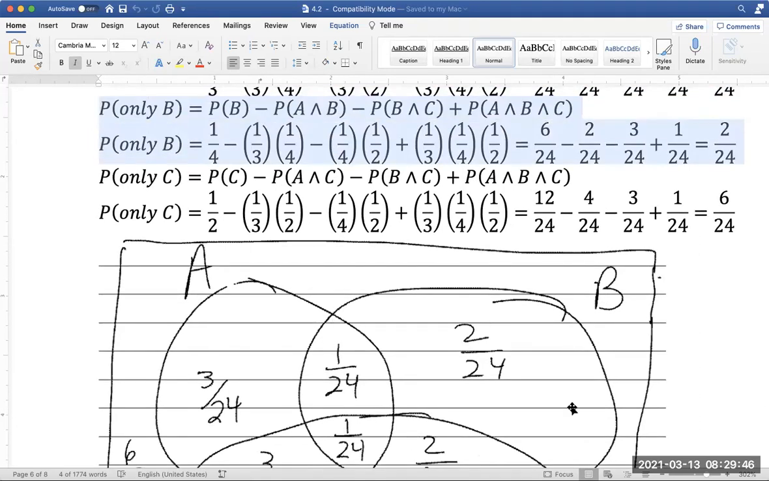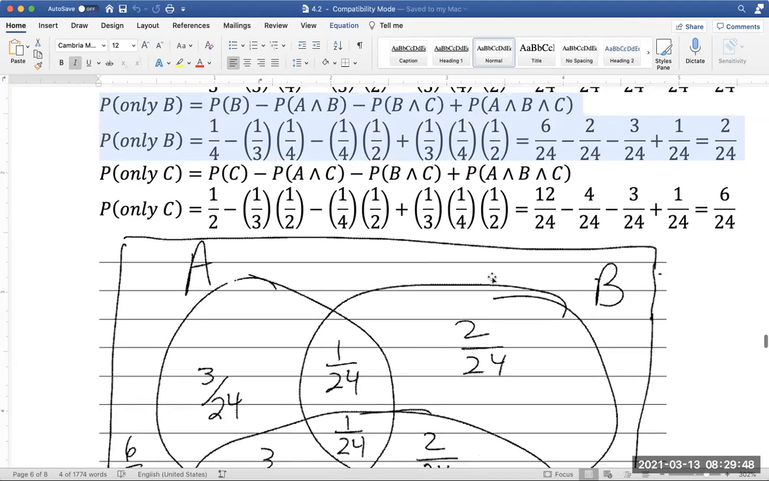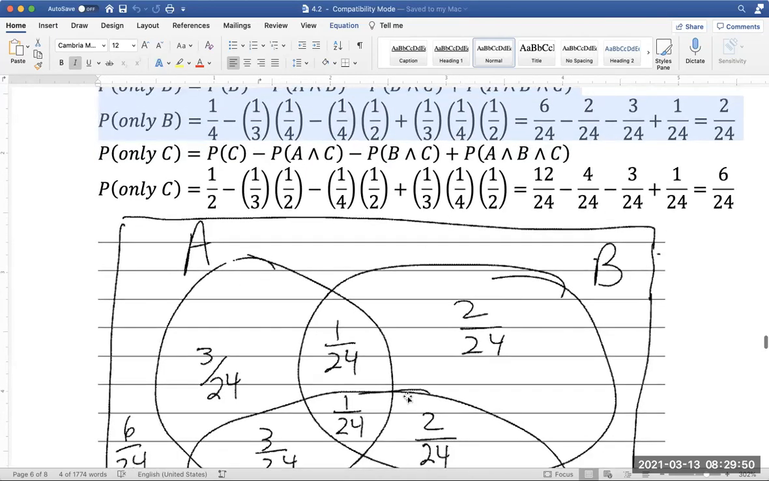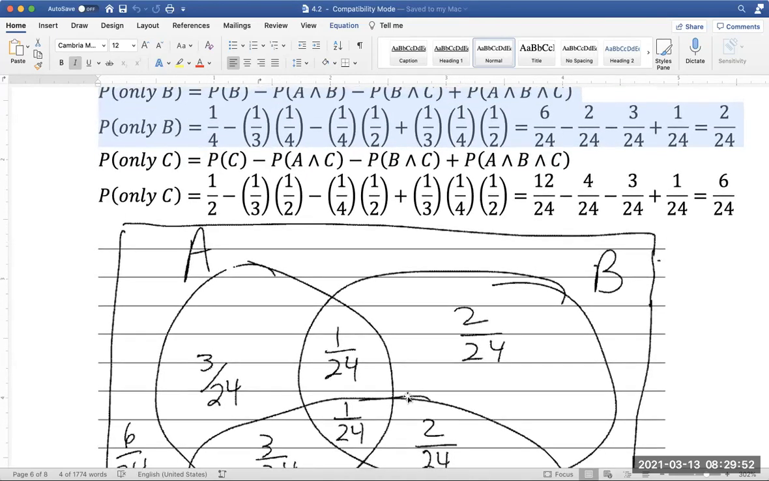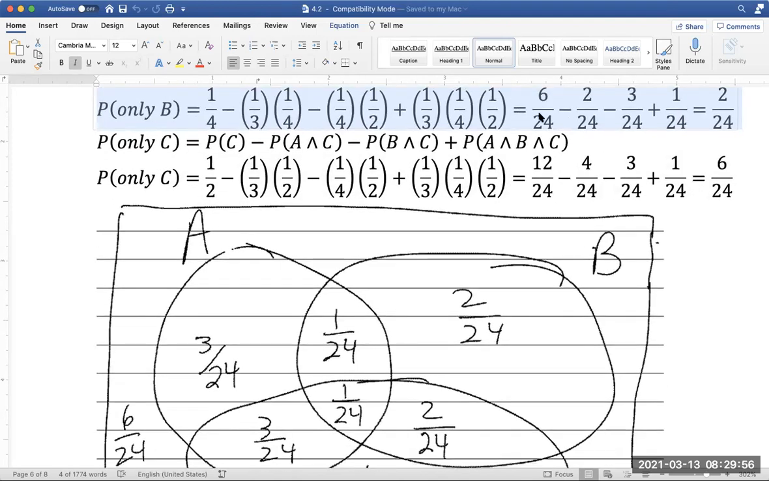This whole thing is 1/4, which is 6 out of 24. Subtract 2 out of 24, minus 1 out of 24, minus another 1 out of 24. So 6, 4, 3, 2 out of 24.